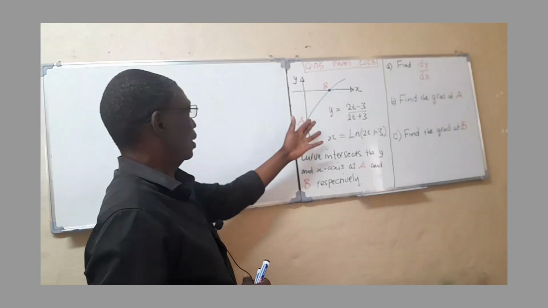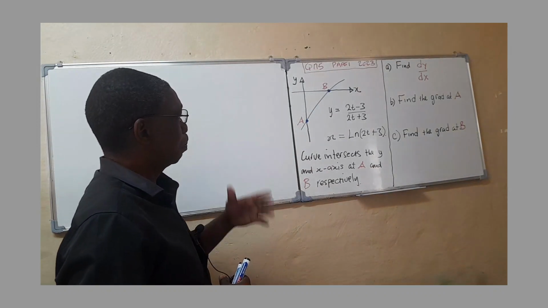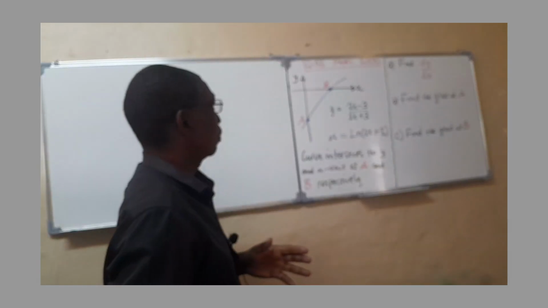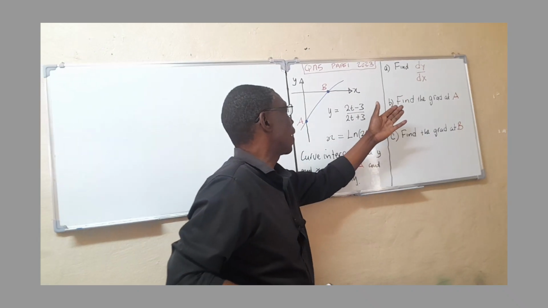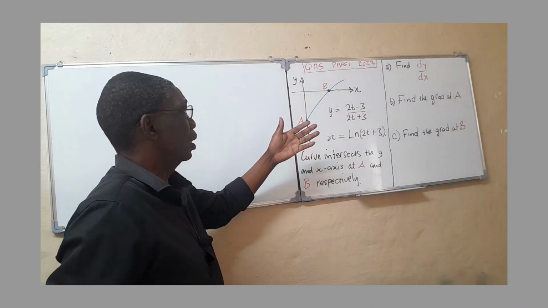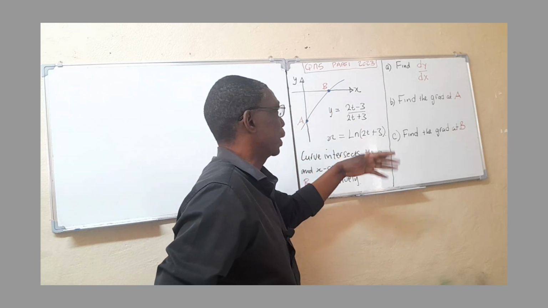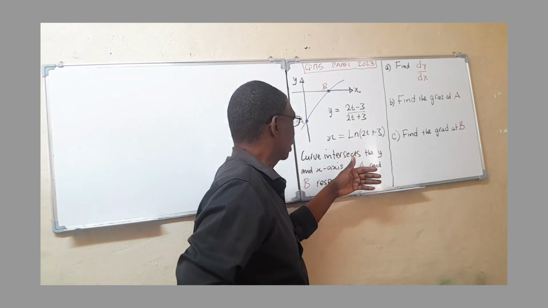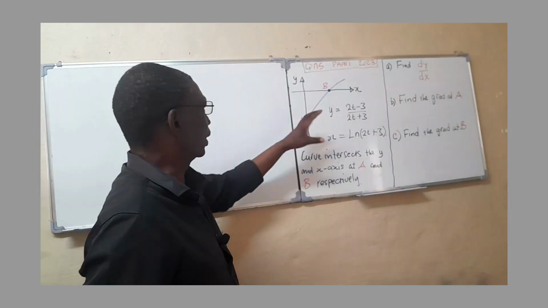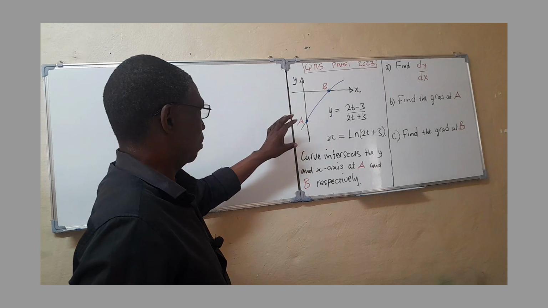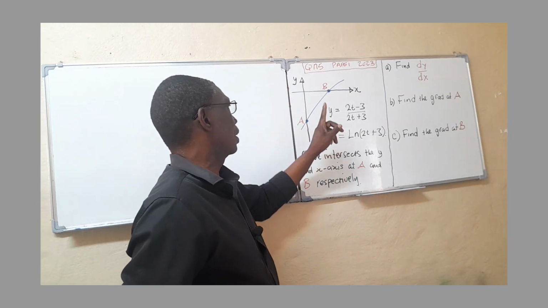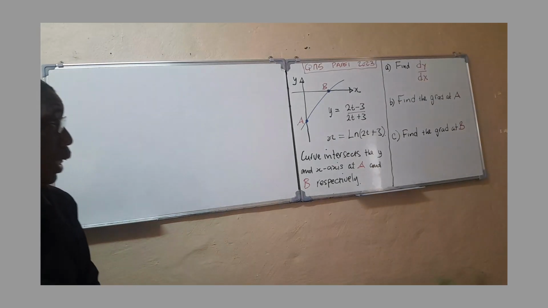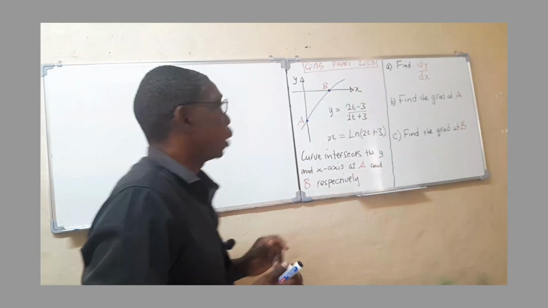Notice y here is not given explicitly as a function of x. Otherwise, we would just be able to find dy/dx using one of the methods, your product rule, your quotient rule, your implicit or whatever it is. But here, the two equations are expressed parametrically and are related to each other through the parameter t. And so we have to proceed as follows before we can get to our dy/dx.